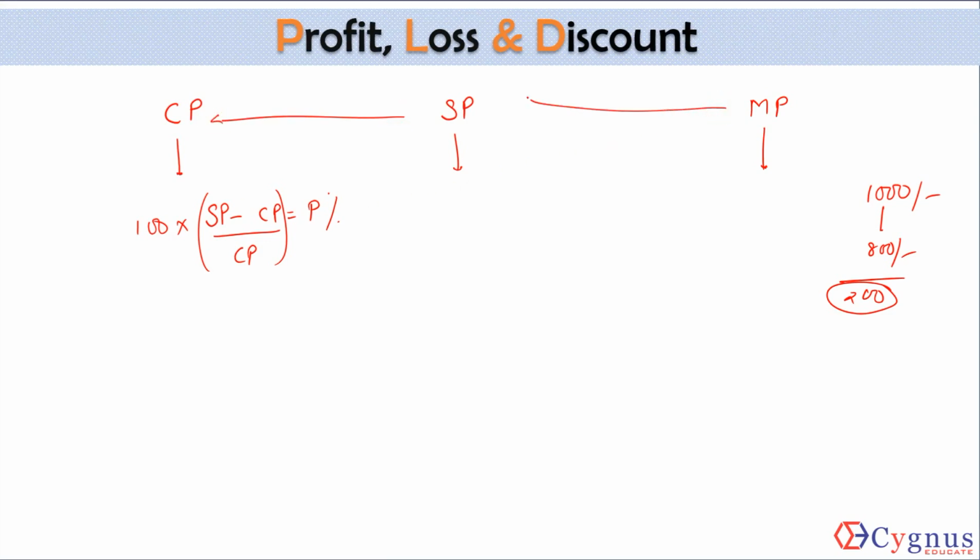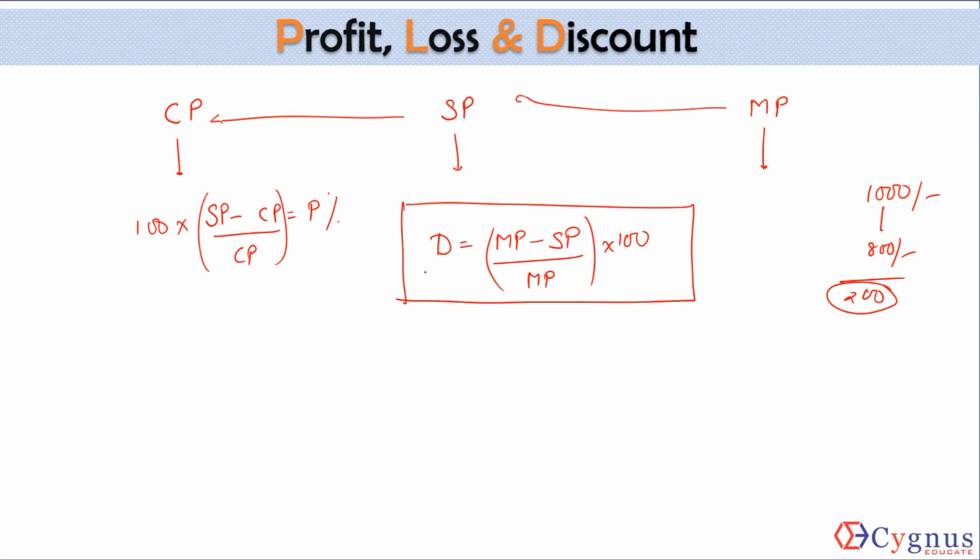We know that profit is always equal to SP minus CP. Similarly, discount would be MP minus SP. So how do we write discount percent? It's mark price minus selling price divided by mark price into 100. You can see the formula. What's the base here? It's mark price. So we can say that discount percent is always calculated on mark price.